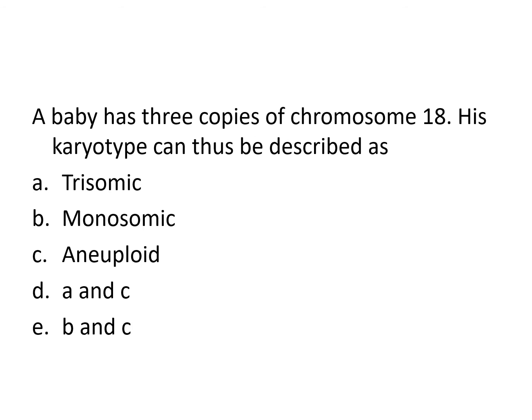Okay, a baby has 3 copies of chromosome 18. His karyotype can thus be described as trisomic, monosomic, aneuploid, A and C, B and C. Okay, it's D, right? He's trisomic and also aneuploid.